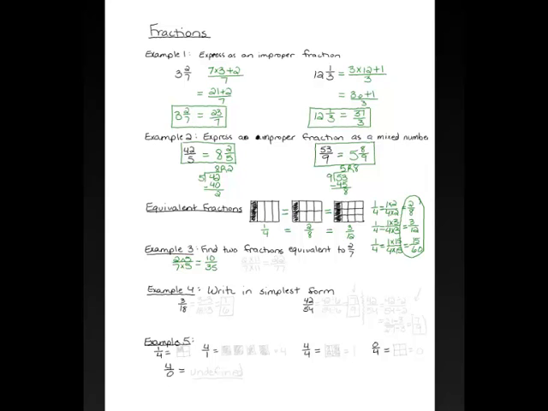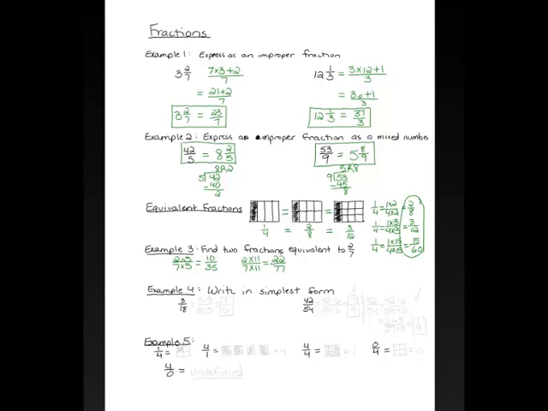10/35 is equivalent to 2/7. All right, another one, choosing another number, how about 11? 2 times 11 over 7 times 11 is equal to 22 over 77. So 22/77 is also equivalent to 2/7.